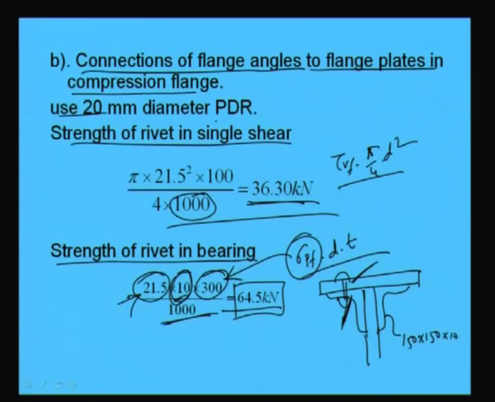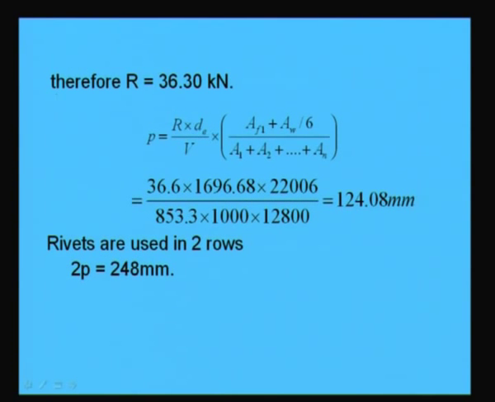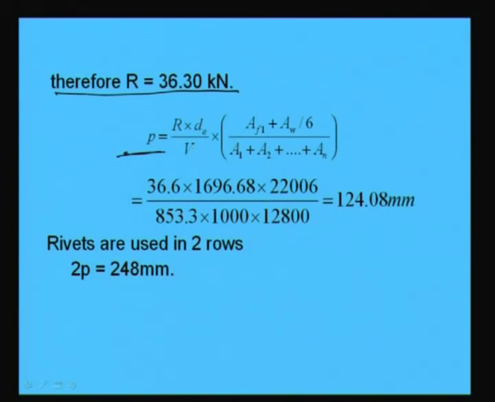So, we can find out the rivet value finally as 36.3 kilonewton. Now, we can find out the pitch between the flange and the angle in the compression flange, right. So, the pitch will become R into dE by V into AF1 plus AW by 6 by A1 plus A2 up to AN. In fact, this expression you will get in any standard book. This has not been derived because of shortage of time, right.